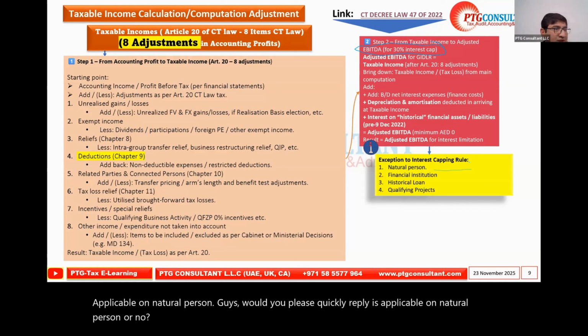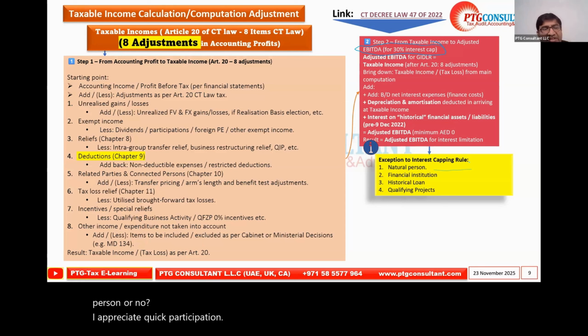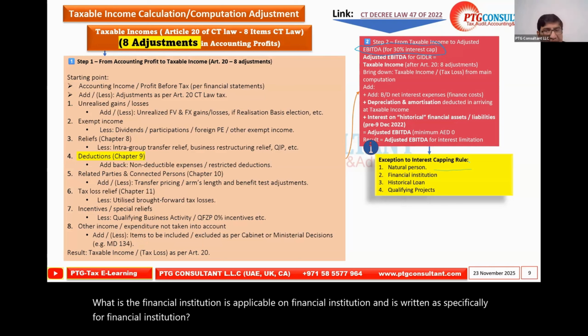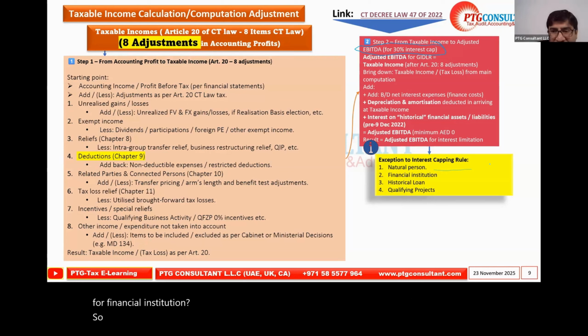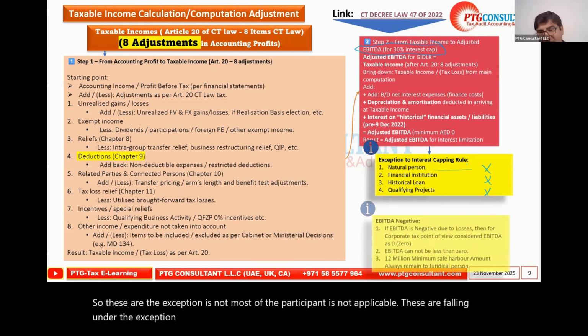I appreciate the quick participation. What about a financial institution? Is it applicable to a financial institution, and does the return ask specifically for financial institutions? So these are the exceptions, not applicable for most of the participants. These fall under the exception. The interest capping rule does not apply to them.